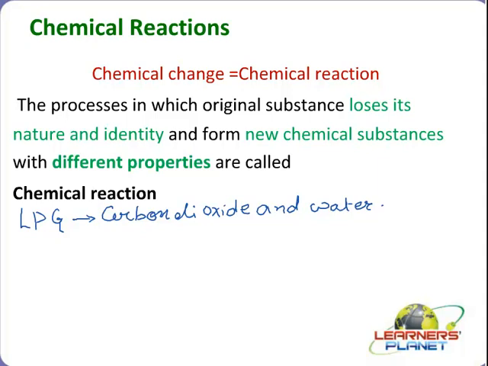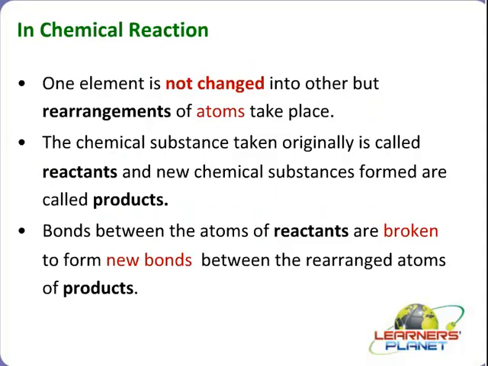That is, this explains your definition. The original substance loses its nature and identity. Your LPG is a gas, has hydrocarbons, and it has lost that after combustion, and forms new substances with different properties. What are the new substances formed? Carbon dioxide and water. Now this carbon dioxide has a different property and water has also a different property. So it is a chemical reaction. Now let's check out what happens in a chemical reaction. In a chemical reaction, one element is not changed into another, but rearrangement of atoms takes place. What do you mean by this? That is, the chemical nature has not been changed.